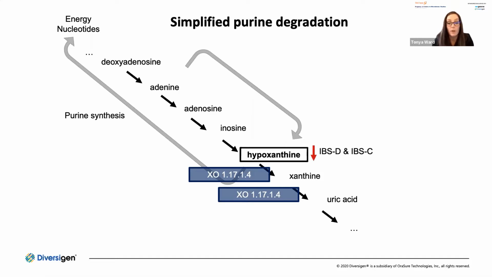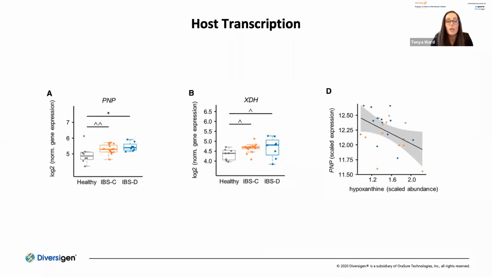But the next thing that we wanted to explore was the host transcriptomics that we had. So when we look at the intestinal cells themselves, we know that they have a limited capacity for de novo synthesis of purines, and instead they use that salvage pathway. So when we looked at the host transcriptomics via targeted RNA-seq, we found that we have a decrease in the hypoxanthine. And using the biopsy samples, we found that purine nucleoside phosphorylase, or PNP, the first gene in that purine salvage pathway, was actually increased in those with IBS. We also found that xanthine dehydrogenase in the host cells, so XDH, was also increased in the intestinal epithelial cells.